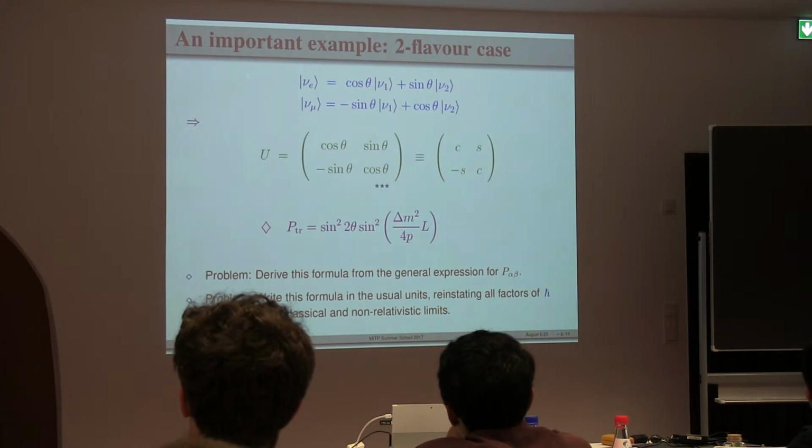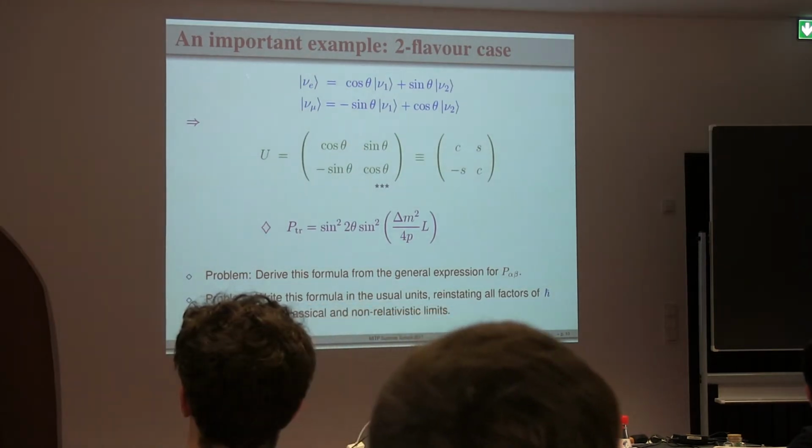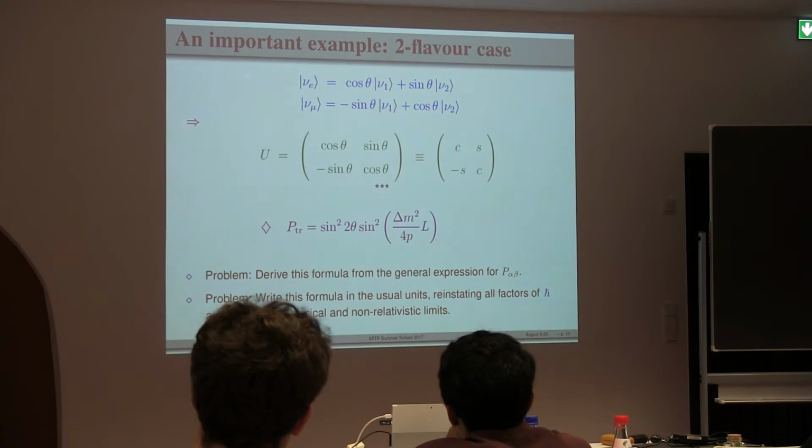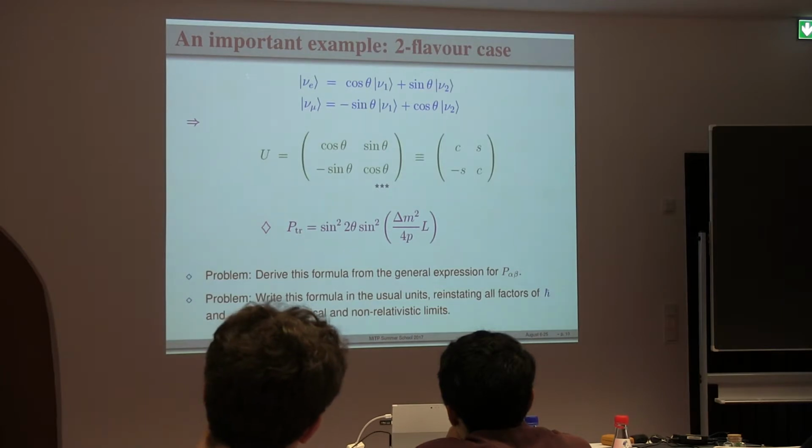So I suggest as an exercise for you to do this simple calculation. It is indeed very simple, but it will give you some feeling how these oscillation probabilities are calculated in a more general case. Another problem for you. I was using natural units, in which h bar and c are equal to 1. Try to reinstate h bar and c in this expression and look at what happens in the classical limit when h bar goes to 0 and in the non-relativistic limit when c goes to infinity. What happens with the oscillation probability? When you have a few free minutes, try to do this.